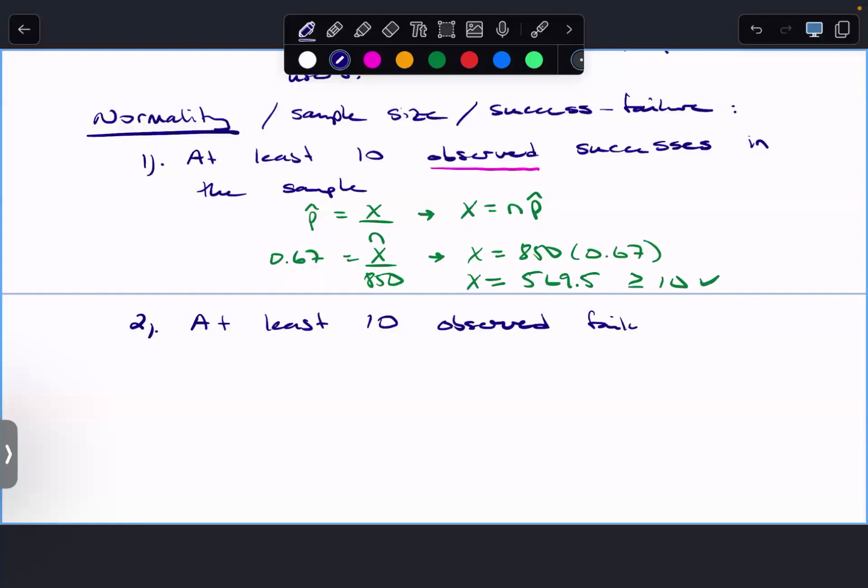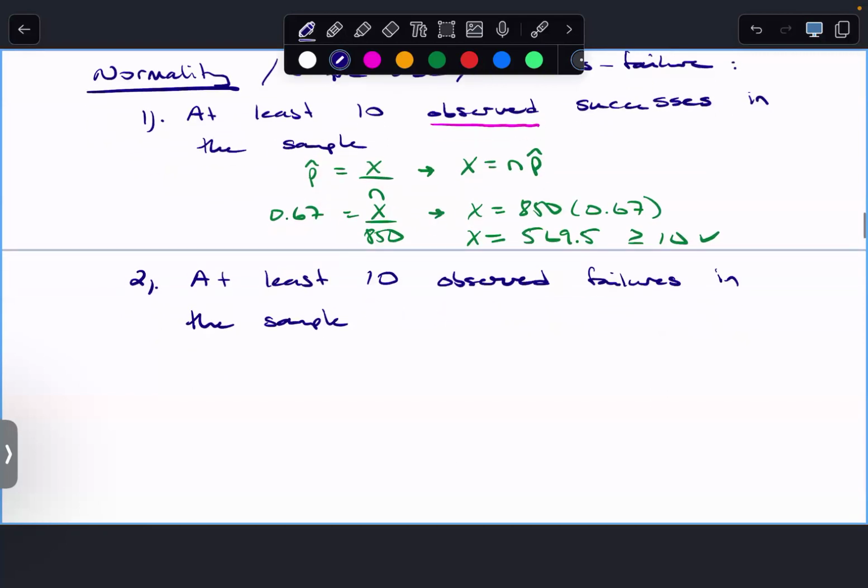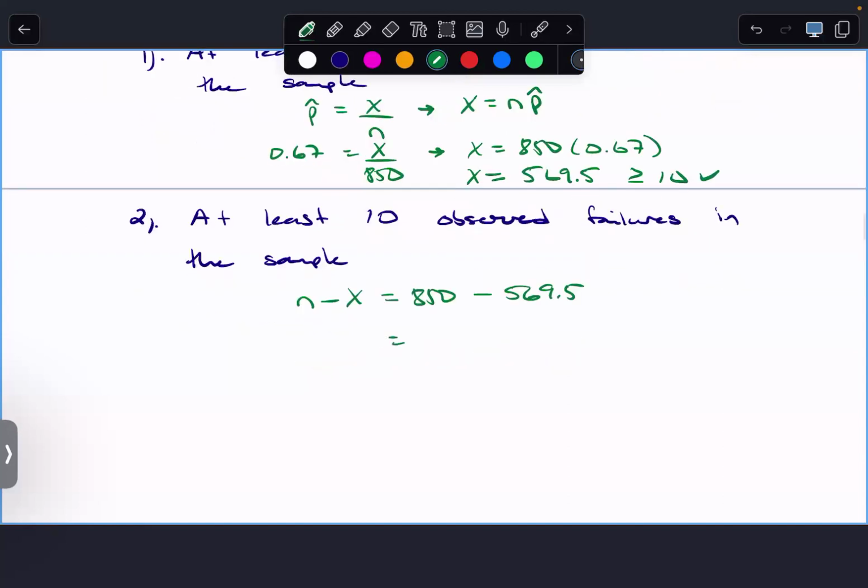Observed failures in the sample. How do I calculate my number of failures? Well, if I had 850 total and 569.5 of those were successes, then the remainder must be failures. So you're going to do N minus X, which in this case is 850 minus 569.5. I get 280.5, which is greater than or equal to 10.